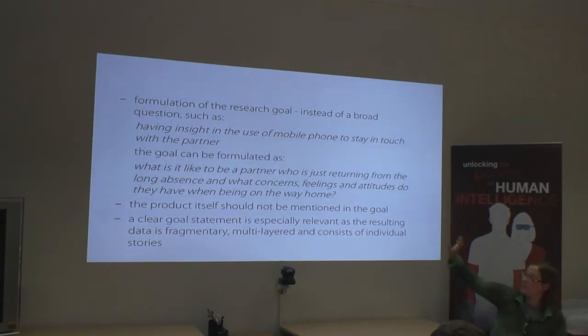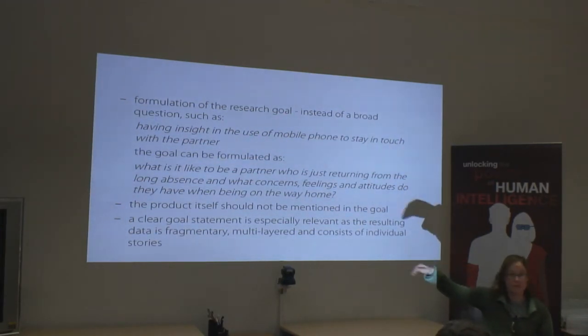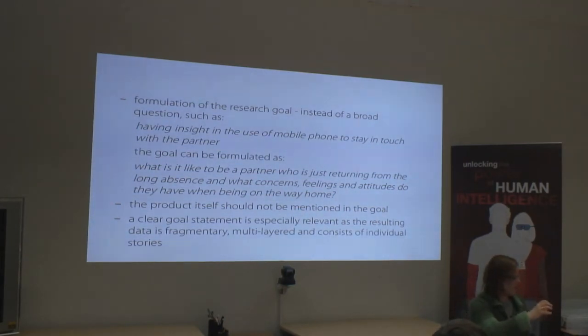And through this kind of concrete question, you can really get into this core issue that you want to investigate in your context mapping. And then the important thing is that the product that you are trying to design should not be mentioned in a goal. So this is not about how this person is using a mobile phone. This is not about the mobile phone. This is about the emotions. The technology might appear in the course of context mapping, but it should not be predetermined at the beginning.